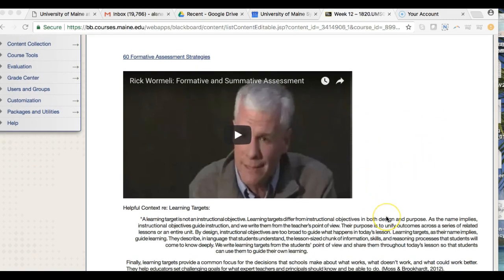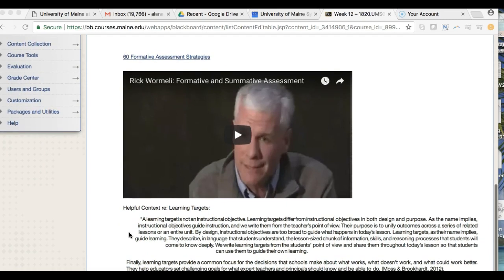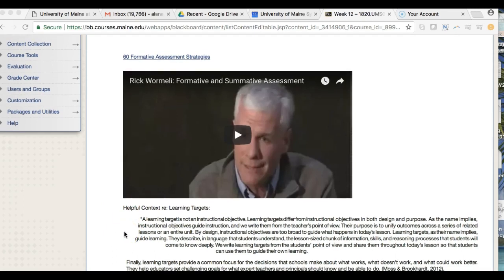Actually, here's the very last thing for you. When you're thinking about learning targets, this is poorly formatted, but still good content in terms of a way to think about or to contextualize what the difference is with learning targets versus instructional objectives. So take a look at that really brief text from a book by Moss and Brookhart.